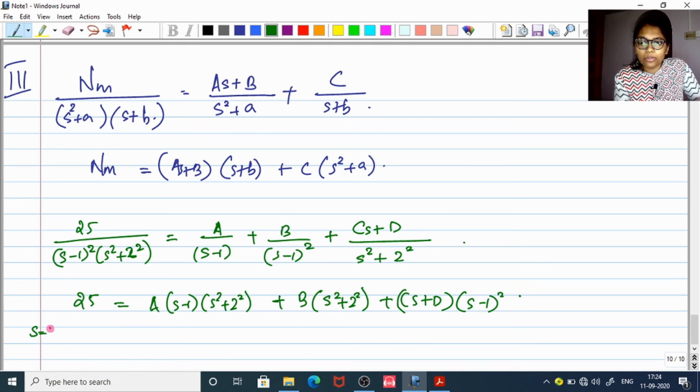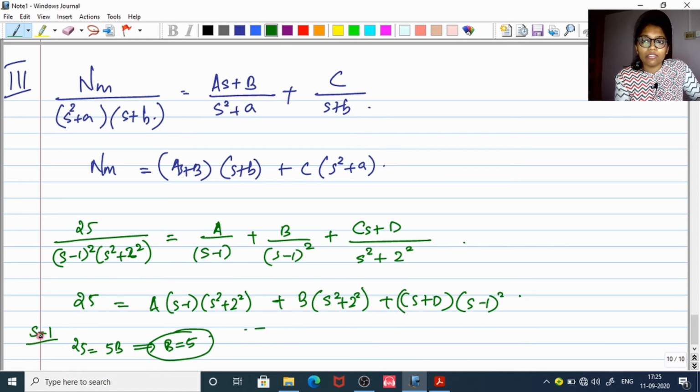When I put s equal to 1, this term cancels off because 1 minus 1 is 0. Also this term gets cancelled off. So you will be left with 25 equal to b into s square, which is 1, plus 4 is 5. So it is 5b. So b value is simply 5. Now you have to substitute one value for s for which two of the terms get cancelled off. That is the procedure actually.